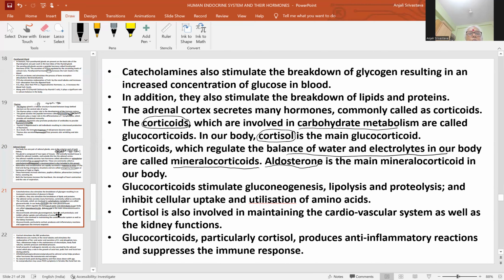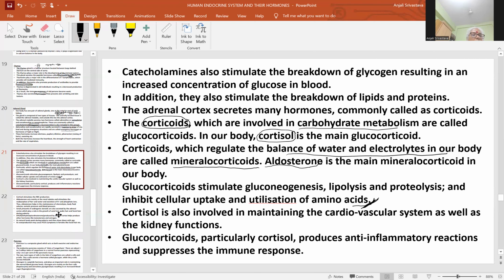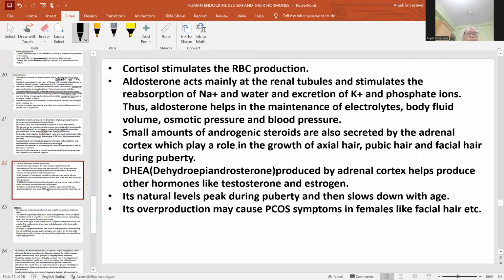So don't get confused between corticoids and cortisol. Cortisol is a type of hormone. Corticoids are the group of hormones. Then glucocorticoids stimulate gluconeogenesis, lipolysis, and proteolysis, and inhibit cellular uptake and utilization of amino acids. That is, they work in coordination with the pancreatic glucagon and insulin. Then cortisol is involved in maintaining the cardiovascular system and the kidney functions. Glucocorticoids produce anti-inflammatory reactions and suppress the immune response.